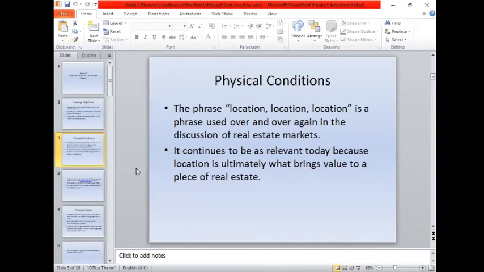Please take note that these physical conditions continue to be relevant at all times, because location as a physical condition also brings value to the price of a piece of real estate. So one of the major factors in appraising the value is the location itself.